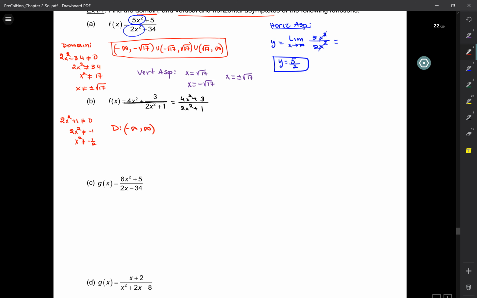Okay, if the denominator can never be 0, then what is the vertical asymptote? It has no vertical asymptotes. All right, well, what about the horizontal asymptote? Well, we're going to take the limit as x approaches infinity of 4x squared over 2x squared. So y is equal to 2.